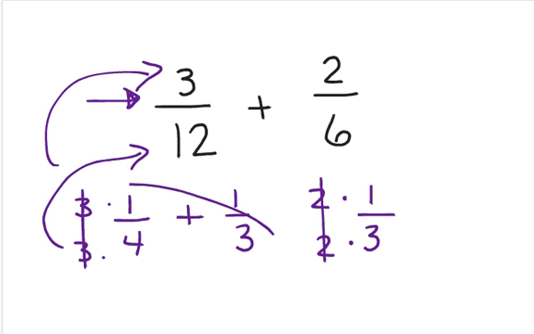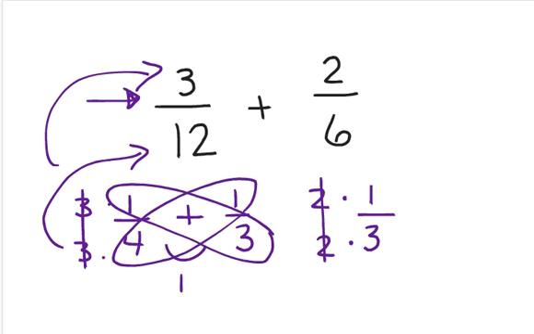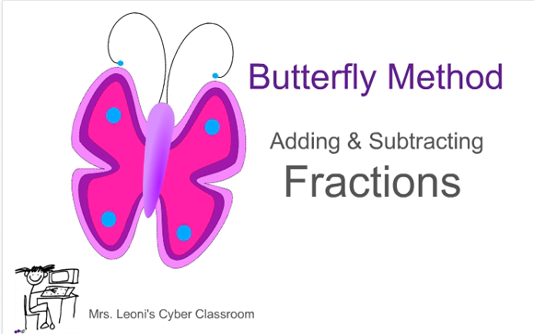Brings us to setting up our butterfly method. We have 4 times 3, which is 12. We cross multiply 3 and 4, and we end up adding. So our sum is 7/12. And that is the butterfly method.